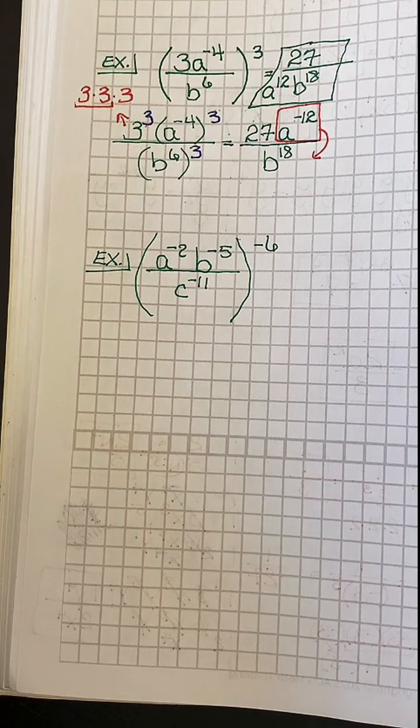If you get a negative exponent in the denominator, you put it in the numerator and make the exponent positive. You just flip it. So if the negative exponent's in the denominator, flip it to make it positive and put it in the numerator. If the negative exponent's in the numerator, flip it down to the denominator and make it positive.